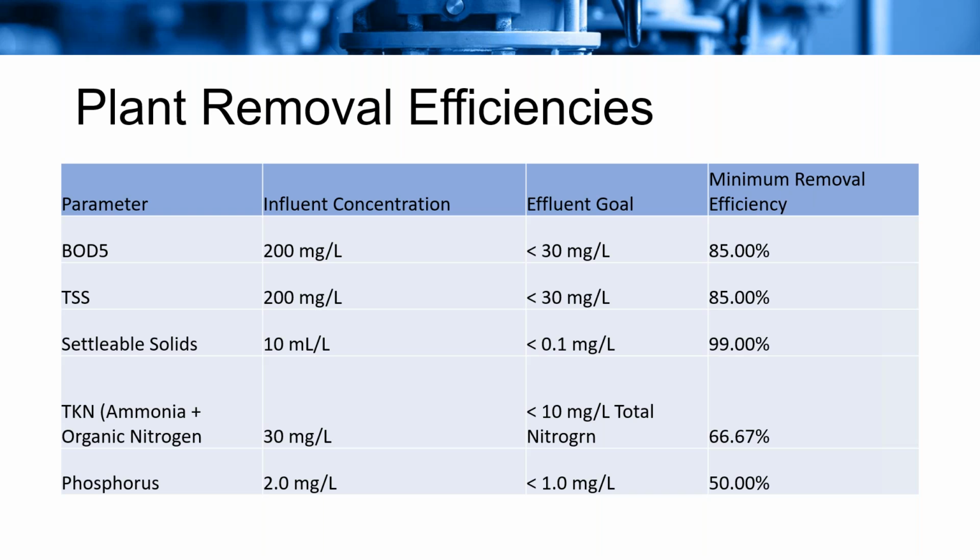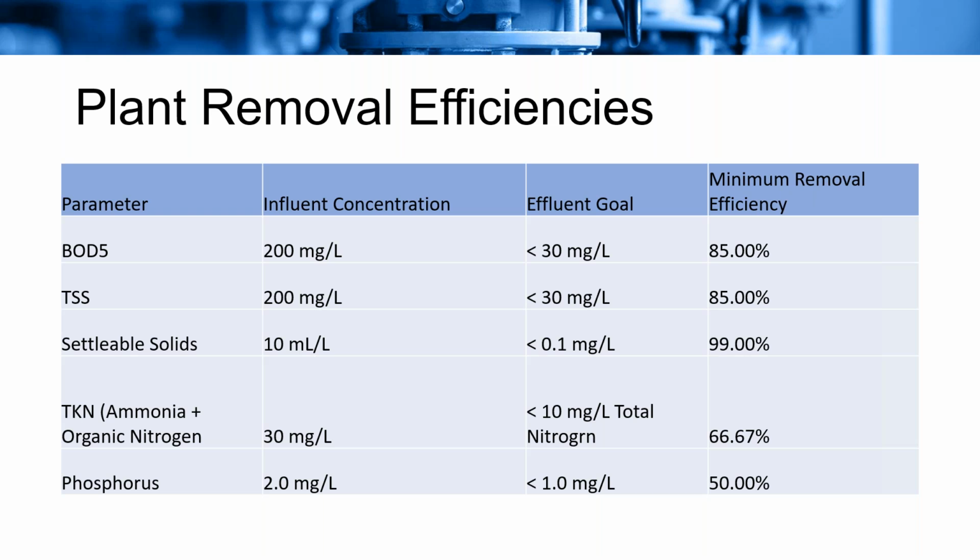Sorry about that. And then for settleable solids, you might see 10,000 milliliters per liter come in, and the effluent goal should be less than 0.1. And that unit's incorrect, it should be milliliters per liter. And that removal efficiency is typically 99%.